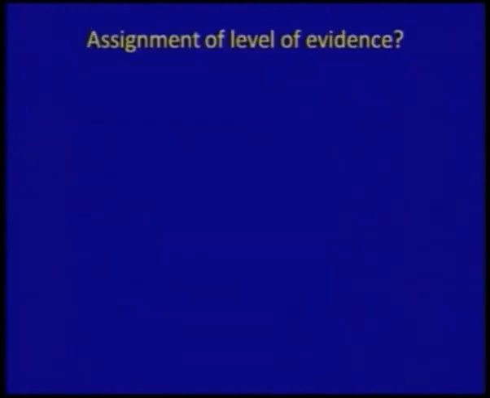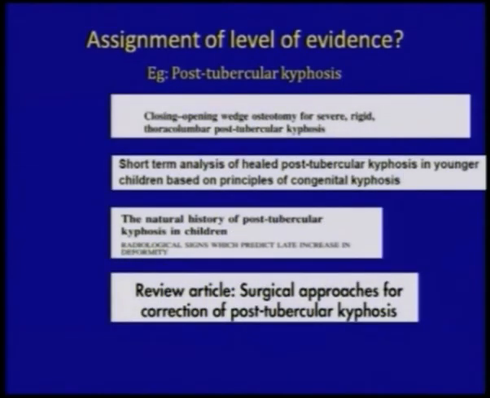And the second thing is, what do you mean by the assignment of level of evidence? Again, the words look complicated, but it's not as complicated as we would think. For example, if you want to read something about post-tubercular kyphosis, you search the literature and you get different types of publications. One is a closing opening wedge osteotomy, a surgical procedure for kyphosis. Then somebody has described a short-term analysis of kyphosis in young children who had tuberculosis. Then somebody has studied the natural history of post-tubercular kyphosis over a period of time. And somebody has written a review article. So you get all these publications when you search.